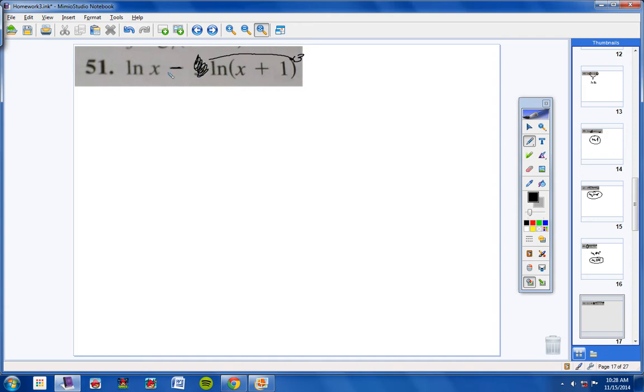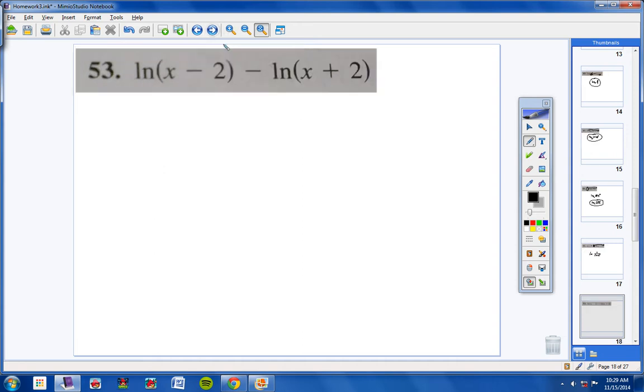Now we're subtracting 2 logarithms. So we write 1 log, up top is x, in the bottom is x plus 1 to the 3rd power. And that's it. That's as far as we can take it, okay? All right, number 53.